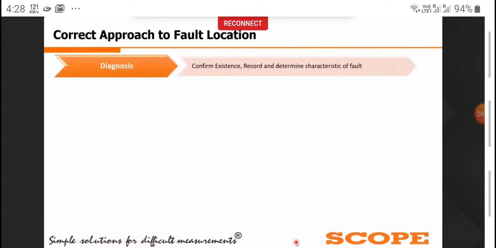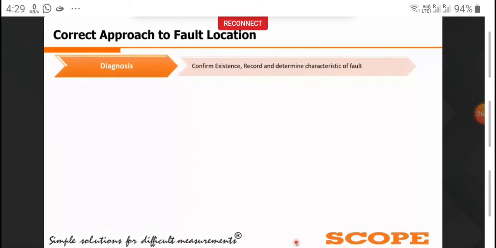Now we will see how, step by step, we conduct the cable fault location. In cable fault location, we always have to keep in mind that we need to follow a orderly process. If we skip any of the steps, then at the end of the day we might not find the fault, or the fault location time drastically increases. So we are always required to follow the stepped manner for the correct approach to cable fault location. The first step is diagnosis.